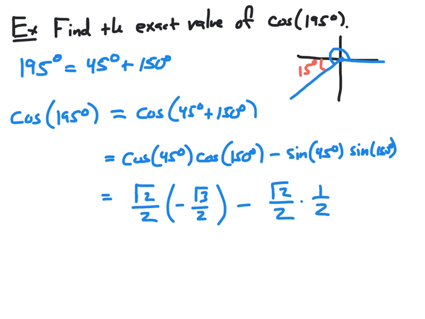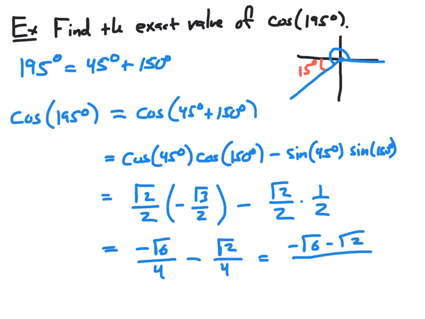And so we have this expression here, which we can simplify as the negative square root of 6 over 4 minus the square root of 2 over 4. And then, of course, combining these terms together, we get negative square root 6, minus square root 2 all over 4. And this is our value for the cosine of 195 degrees.